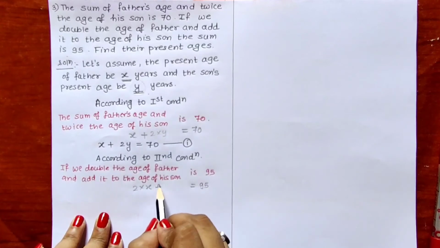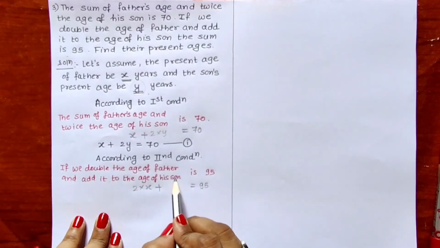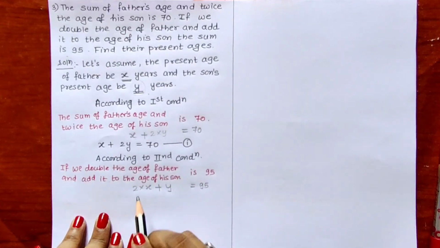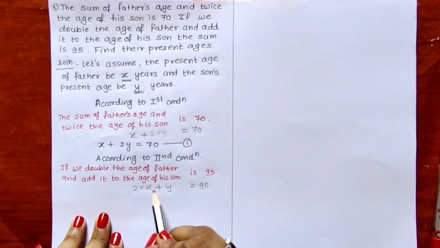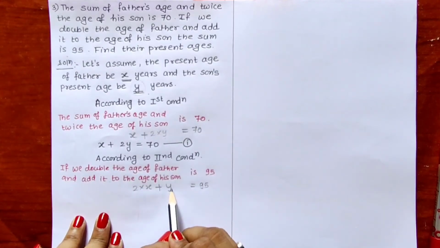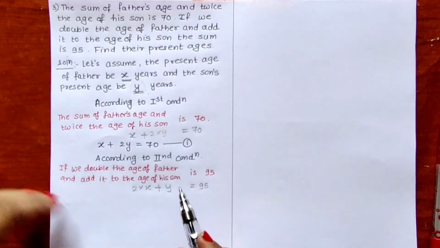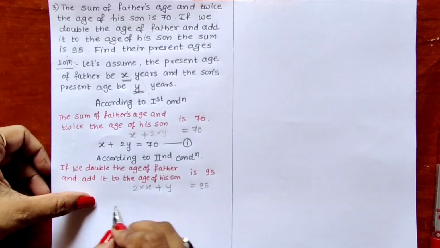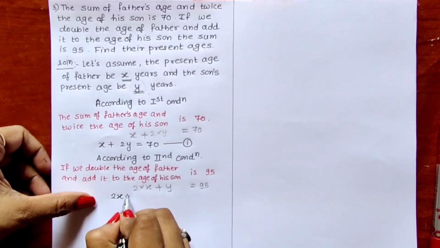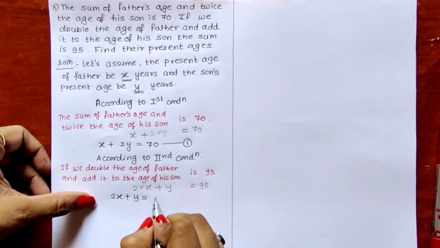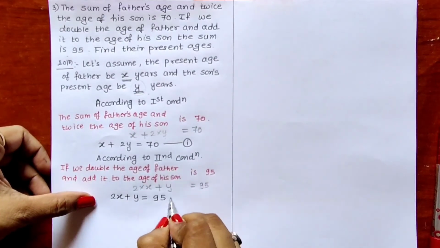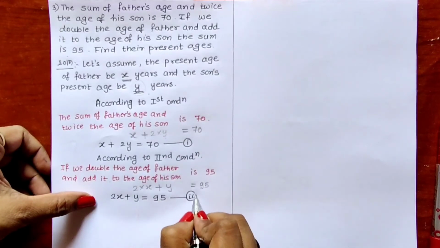And we have to add it with the age of his son. His son's age is y. So double the age of father and add it with the age of son. We get equal to 95. So that means we are getting our equation number 2. 2 into x means 2x plus y equal to 95. This will be our equation number 2.